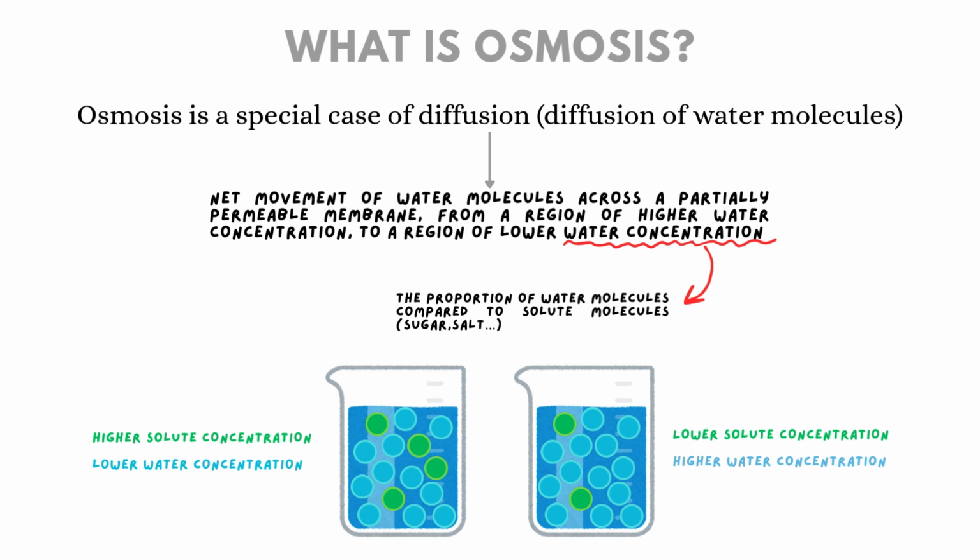But what actually determines water concentration? It all comes down to the proportion of water molecules compared to solute molecules, like sugar or salt. Take a look at the two beakers on your screen. The left beaker has a higher solute concentration, meaning fewer water molecules can fit. The right beaker is the opposite, with fewer solute particles and a much higher concentration of water.